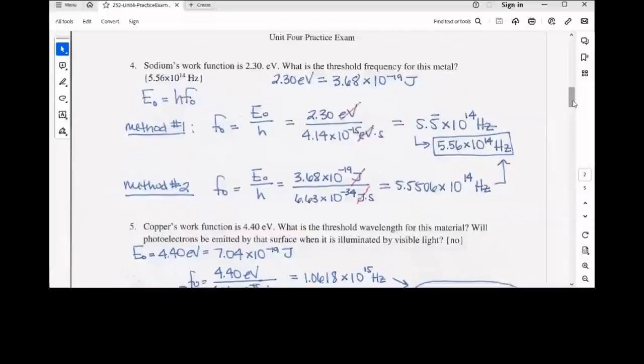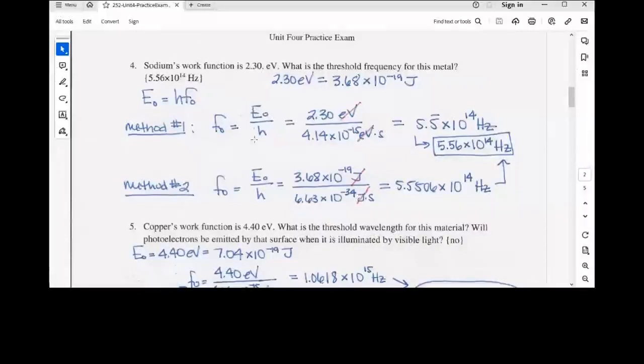Here's another photoelectric problem. Sodium's work function is 2.30 electron volts. What is the threshold frequency for this metal? The threshold frequency represents the borderline beyond which frequencies are just not going to be capable of liberating photoelectrons. And on the opposite side of that border, any wavelength or any frequency that falls on the right side is going to be capable of liberating a photoelectron.